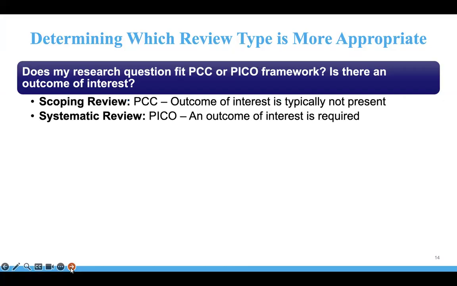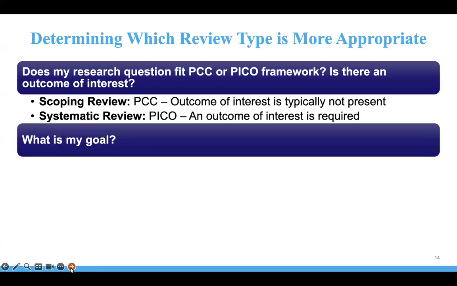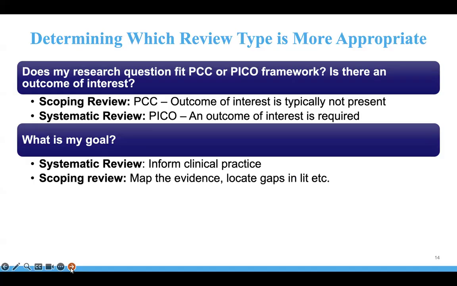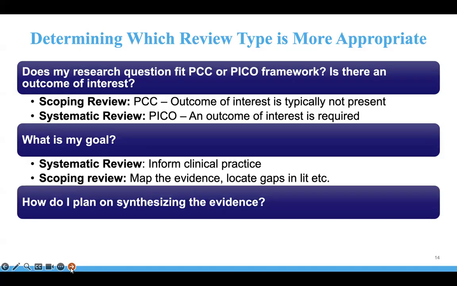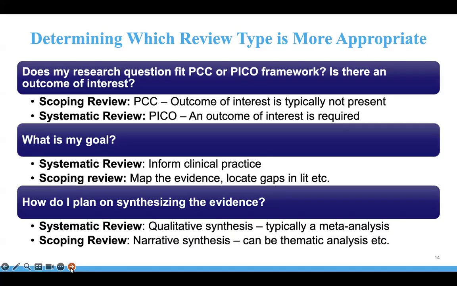Another way to think about it as well is asking yourself, are you looking at a specific research question related to cause and effect, or are you looking to explore what is out there? Another way to also think about it is, are you looking to draw a specific answer or a specific conclusion? Second, you want to ask yourself, what is my goal? Are you looking to inform clinical practice or map the literature? And then lastly here, how do I plan on synthesizing the evidence? This is going to depend on various factors like the research question, the goal, and what you see in the literature.